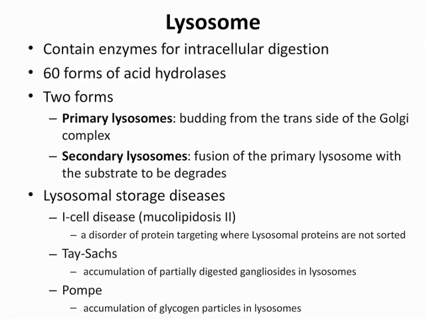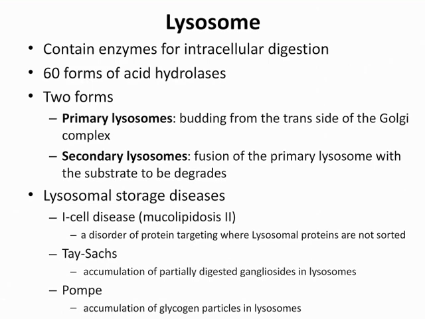So if it's a primary lysosome, you've got to kind of picture this in your head. So it says budding from the trans side of the Golgi complex. So if you picture the plasma membrane in a cell, the Golgi is located pretty much by the nucleus. If the Golgi is facing the plasma membrane, that's called the trans side. If the Golgi is facing the nucleus, that's called the cis side. So secondary lysosomes, fusion of the primary lysosome with the substrate to be degraded.